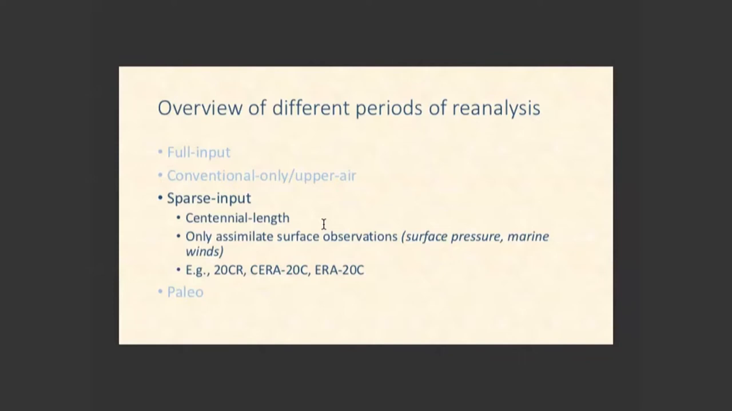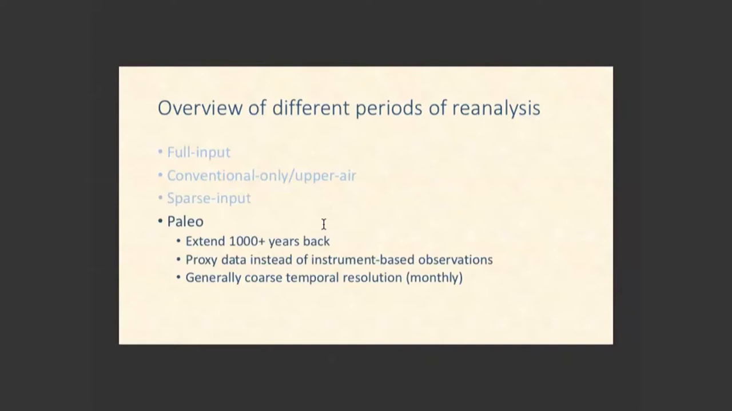And then even further, you could run paleo reanalyses. These extend 1,000 years or more back. To the best of my knowledge, the ones out there generally use proxy data, so ice cores, tree rings, et cetera, instead of instrument-based observations. And these are generally very coarse resolution, from my point of view, like monthly. But I think there's a place for all of these different periods of reanalysis, and I think there's uses for all of them.